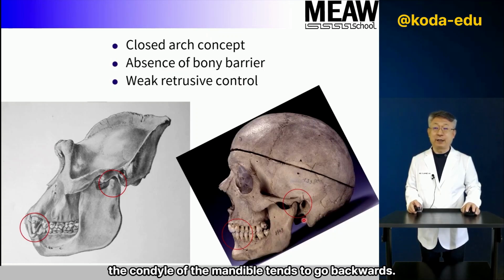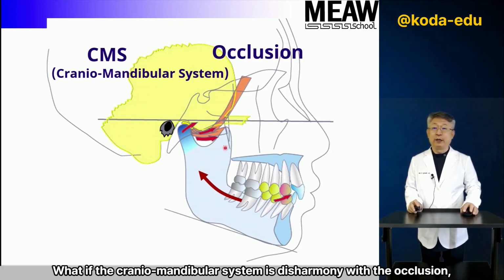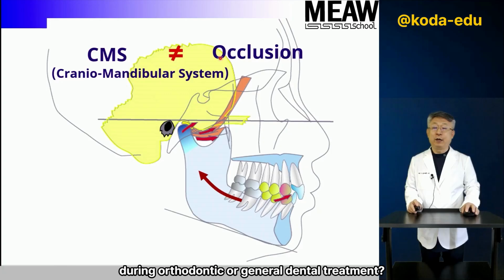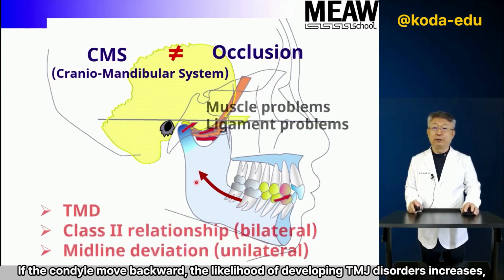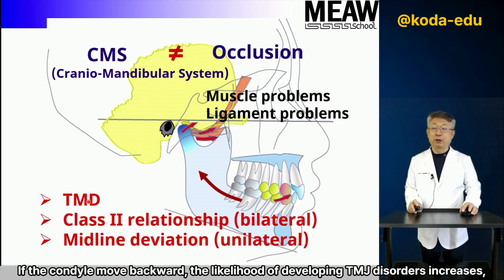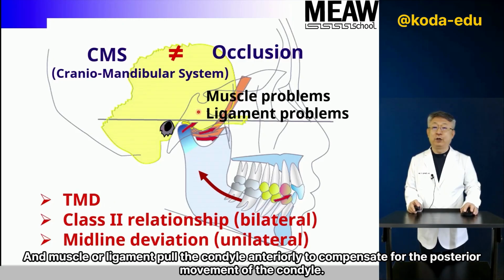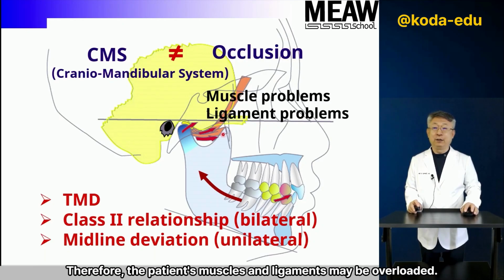And since there is no bony barrier and the retrusive control is weak, the condyle of the mandible tends to go backwards. What if the craniomandibular system is in disharmony with the occlusion? During orthodontic or general dental treatment, this disharmony is caused by the orthodontic force or dental treatment that moves the condyle backwards. If the condyle moves backward, the likelihood of developing TMJ disorders increases, and muscle or ligament pull the condyle anteriorly to compensate for the posterior movement of the condyle. Therefore, the patient's muscles and ligaments may be overloaded.